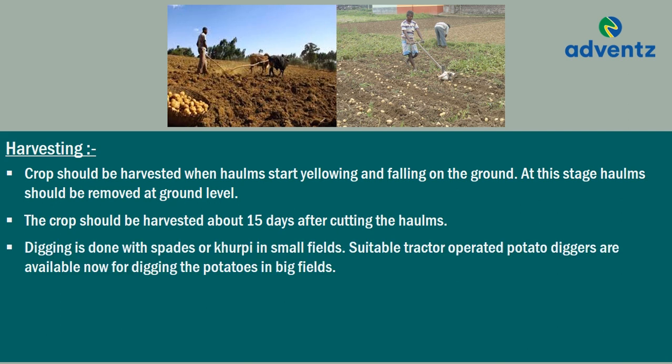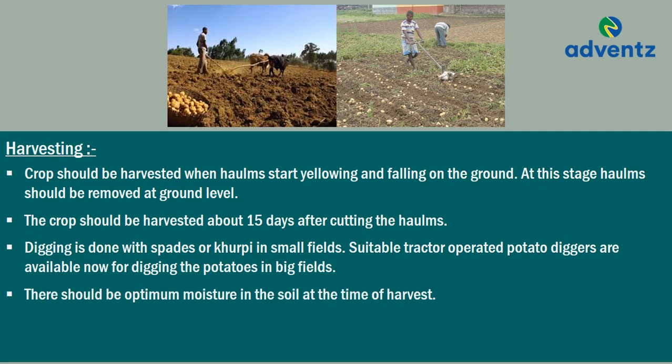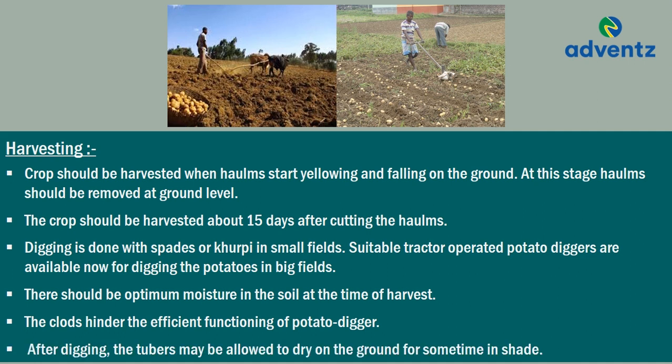Digging is done with spades or khurpi in the small fields. Suitable tractor operated potato digger should now be available for digging the potatoes in big fields. And there should be an optimum moisture in the soil at the time of harvest. The clods hinder the efficient functioning of the potato digger. After digging, the tubers may be allowed to lie on the ground for some time in shade.